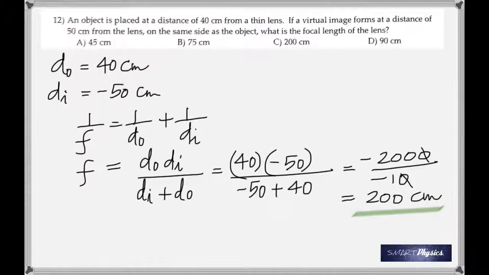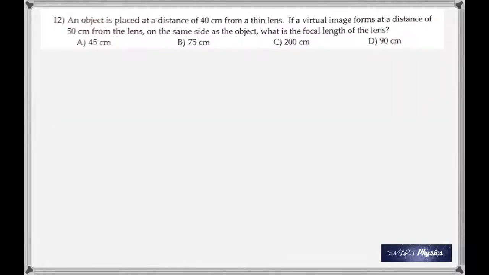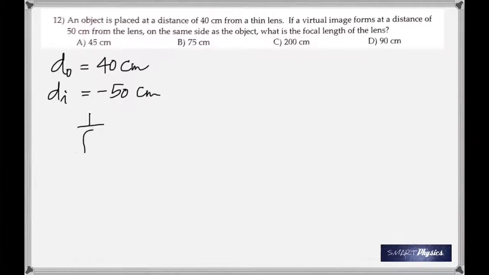12. Okay, in the 12th question, the object is placed at a distance of 40 centimeter from a thin lens. If a virtual image forms at a distance of 50, what is the focal length? Again, DO is given. It's a virtual image, so it's negative 50. And you have to find F.